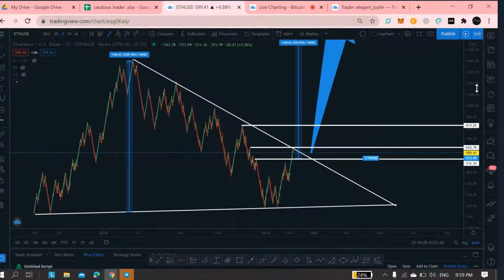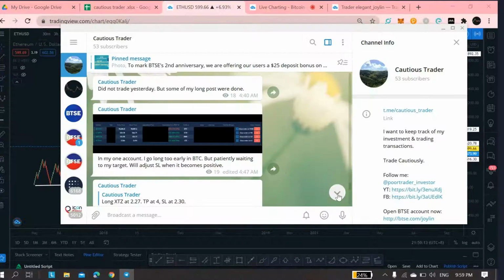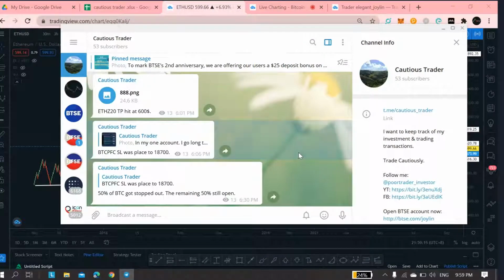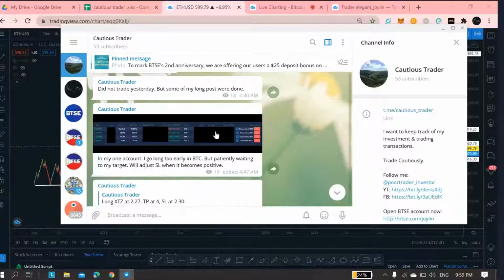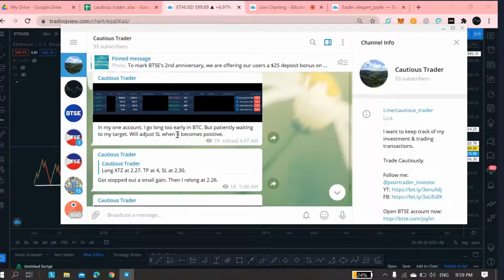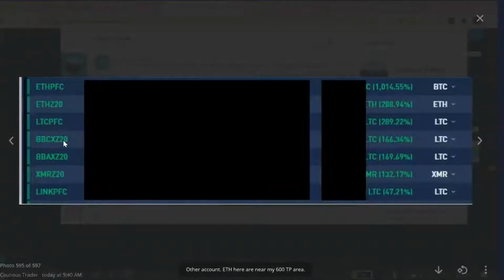A while ago, my position got hit at $600. So I opened that actually during the dump. Some of my posted long was done, and my average here is $523. And then my TP area, oh, this is another position that's still open, the 700 target, this one. So this one, I have different accounts anyway.